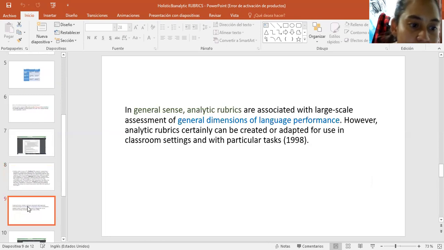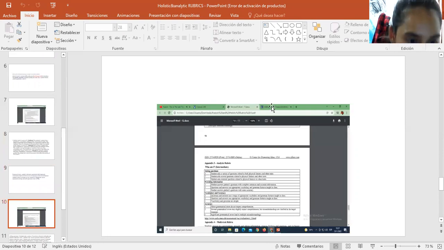Then we have the analytic rubrics that include general dimensions of language performance. It describes in a general form if students fulfill their achievement. This is an example of an analytic rubric.